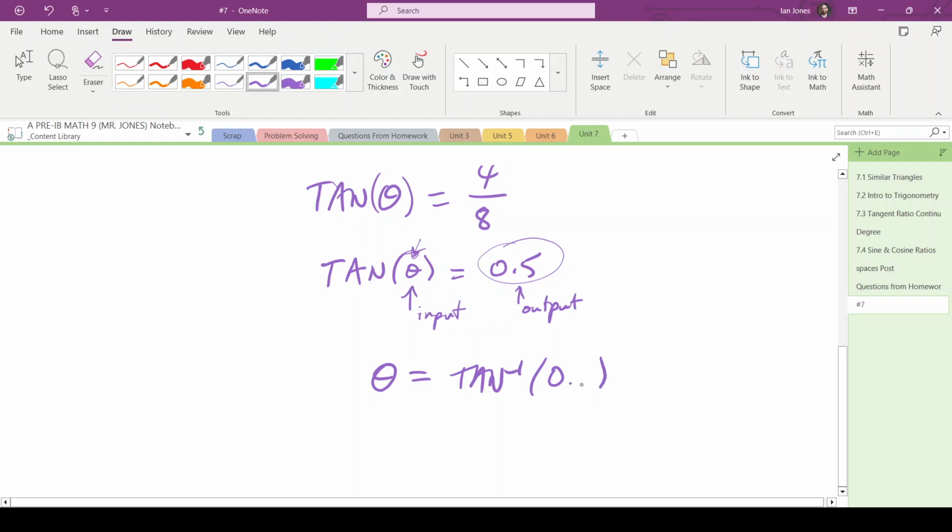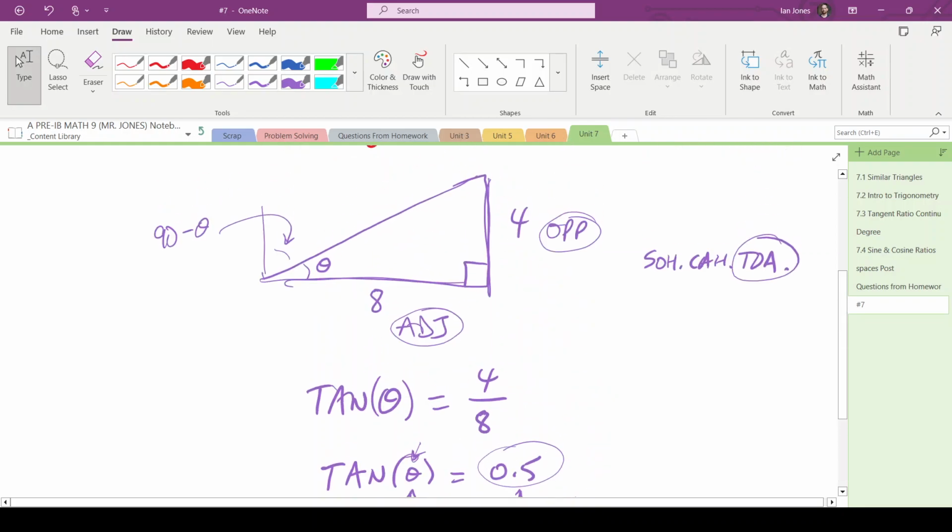Now here I can use a table or I can use a calculator. On the test tomorrow, you'll be using a table. I'm going to put 0.5, and then I'm going to go tangent inverse. I have a calculator here. You can't see it. Tangent inverse, and I get 26.6 to the nearest tenth. So theta equals 26.6 degrees.